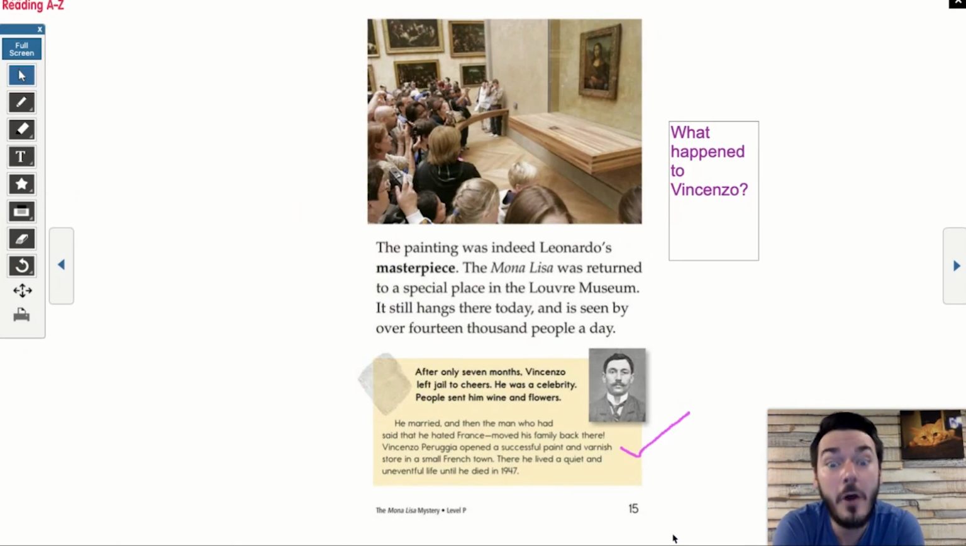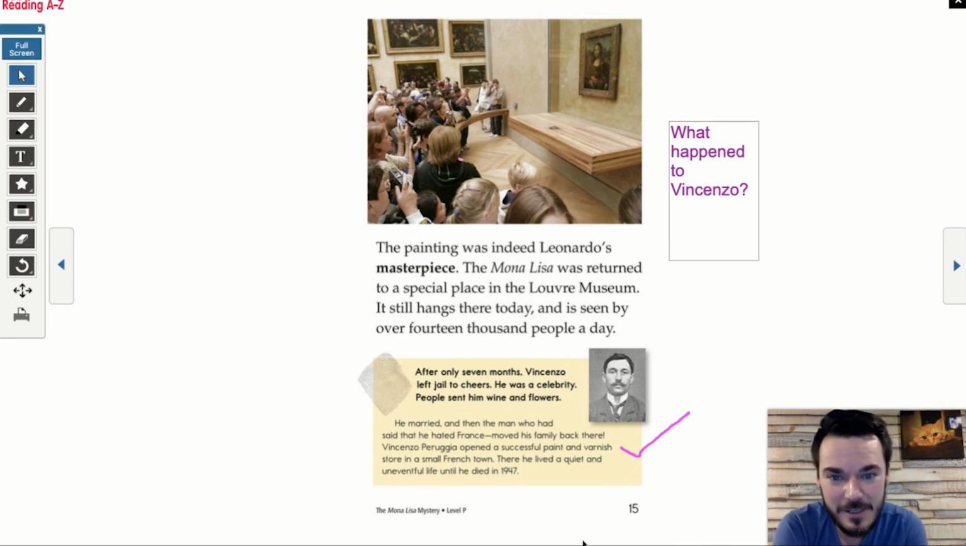The painting was indeed Leonardo's masterpiece. The Mona Lisa was returned to a special place in the Louvre Museum. It still hangs there today, and is seen by over 14,000 people a day. Wow. Most of my questions were answered, but I do still wonder what happened to Vincenzo.